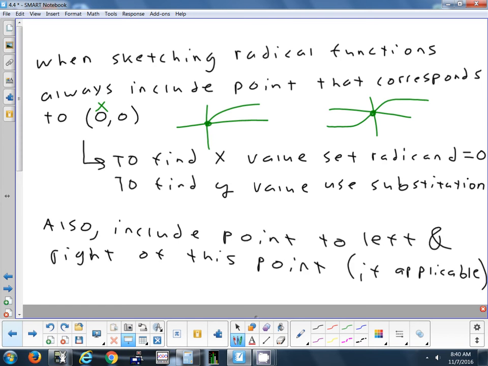Now, why do I say pick points to the left and the right, and then I put if applicable? Why wouldn't it always be applicable to check points on the left and the right of 0, 0? Right, and if you're doing even roots, it's only going to go in one direction. So you only need to check points. It could be to the left or it could be just to the right. Depends if you reflected it. But when you're doing odd roots, always check points on both sides.